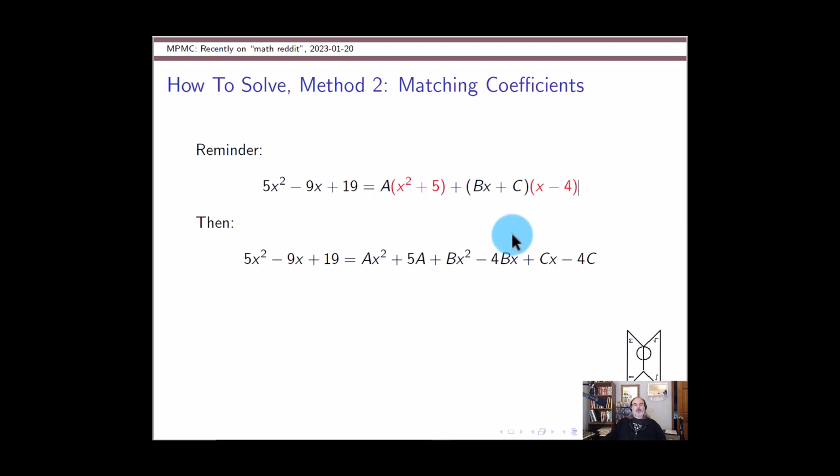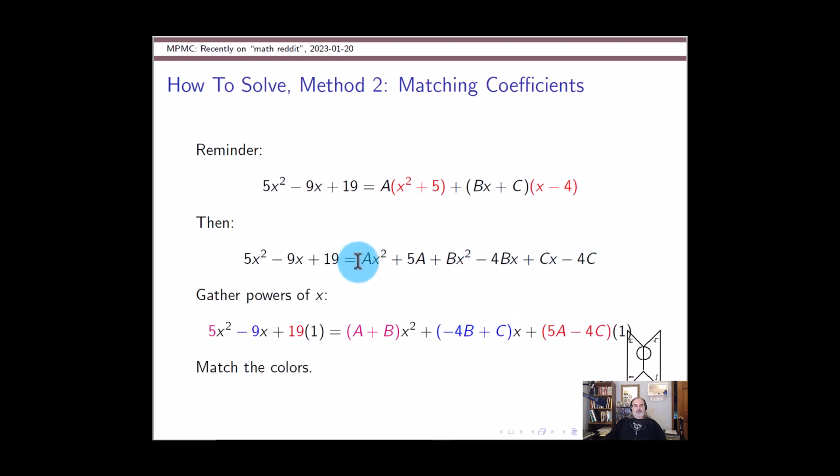So here's what was on the right. We're going to multiply it out. We're going to gather together. Let's find our x squareds. Well, there's ax squared plus bx squared, and so there is the x squared term. The constants are the 5a and the minus 4c, so there they are on that right-hand side. And then the linear terms: we've got the minus 4b and the plus c. Now they're gathered together, and now match up the colors.